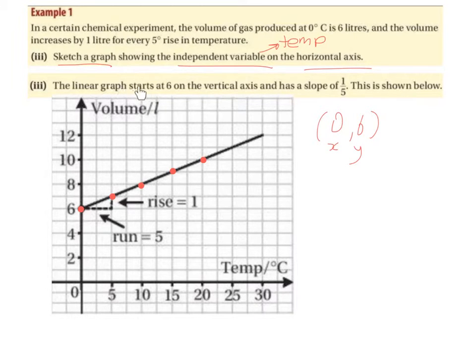So the linear graph starts at 6 on the vertical axis, which is here, and has a slope of 1 over 5. This is shown below. So this was our starting point, (0, 6). We went 5 across, 1 up, 5 across, 1 up, 5 across, 1 up, 5 across, 1 up. And then when we had a few points plotted, we just joined them together with a straight line. And there we have our graph. Make sure that you label the x-axis as temperature in degrees Celsius and the y-axis as volume in litres.